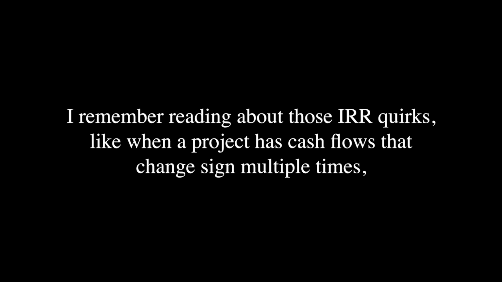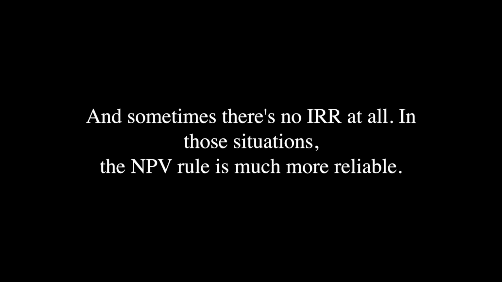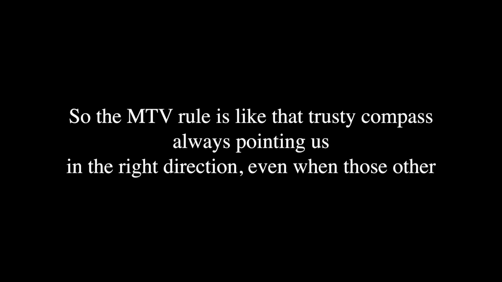I remember reading about those IRR quirks, like when a project has cash flows that change sign multiple times, you can end up with multiple IRRs, making it tough to know which one to use. Exactly. And sometimes there's no IRR at all. In those situations, the NPV rule is much more reliable. So the NPV rule is like that trusty compass always pointing us in the right direction, even when those other rules might get us lost.